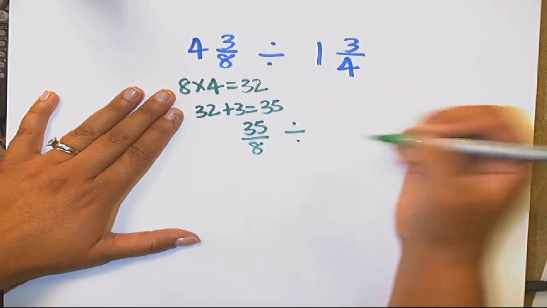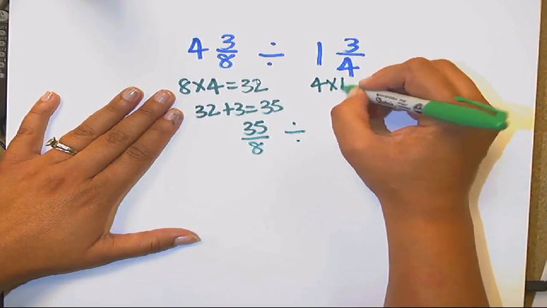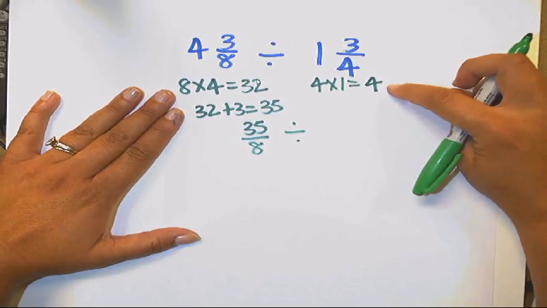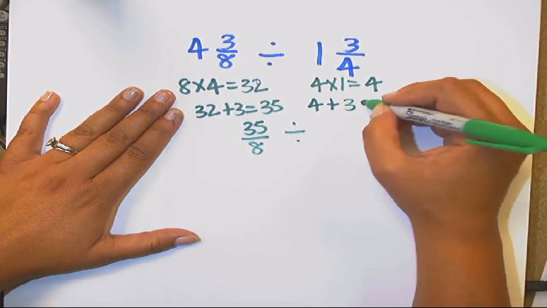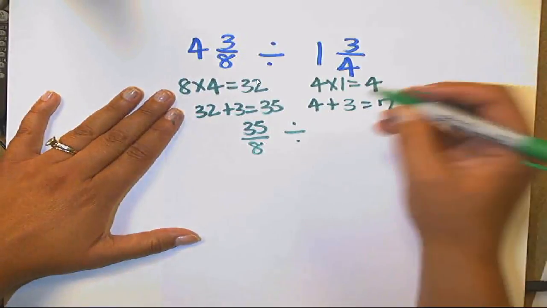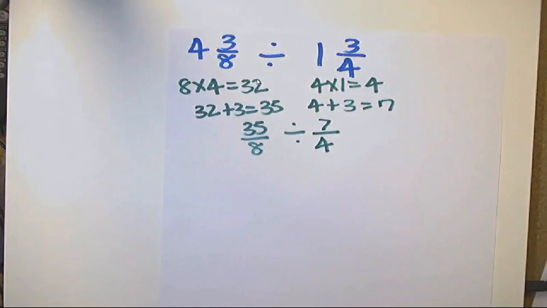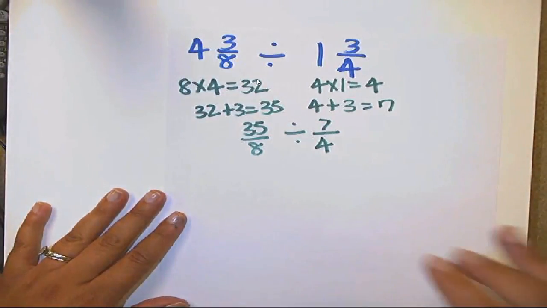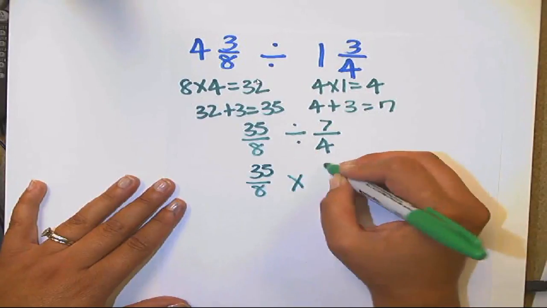35/8 divided by, again, taking care of this one, I got to take that denominator, multiply it by my whole number. It gives me 4. I'm going to take that new number, that 4, and add it to my numerator. So this one over here is 7/4. So now we have two simple fractions with no whole numbers. So in order to divide it, remember we're going to flip the second fraction and then multiply across the board. So it gives you 35/8 times 4/7.